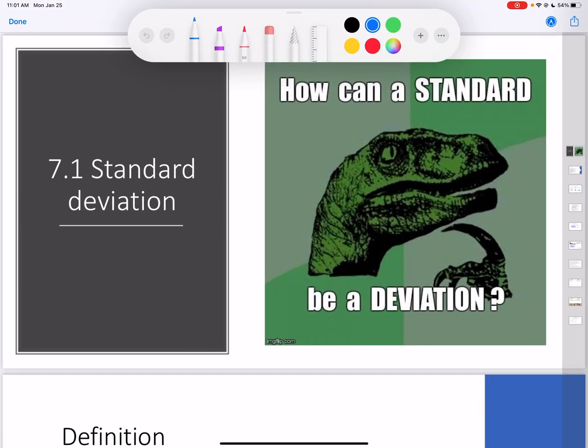Hey guys, today we're going to talk about 7.1, calculating standard deviation. Being able to calculate by hand and using those algebraic skills will help you a lot with normal distributions as well as with confidence intervals that we'll get to in the next unit.